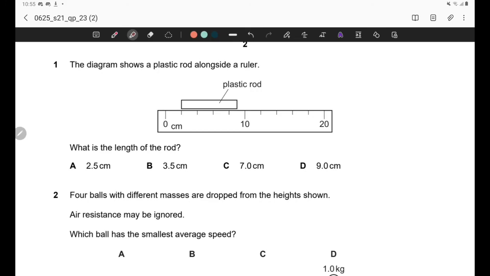Question 1. The diagram shows a plastic rod alongside a ruler. What is the length of the rod? In order to check the length of the rod, first we need to know how much one division represents.